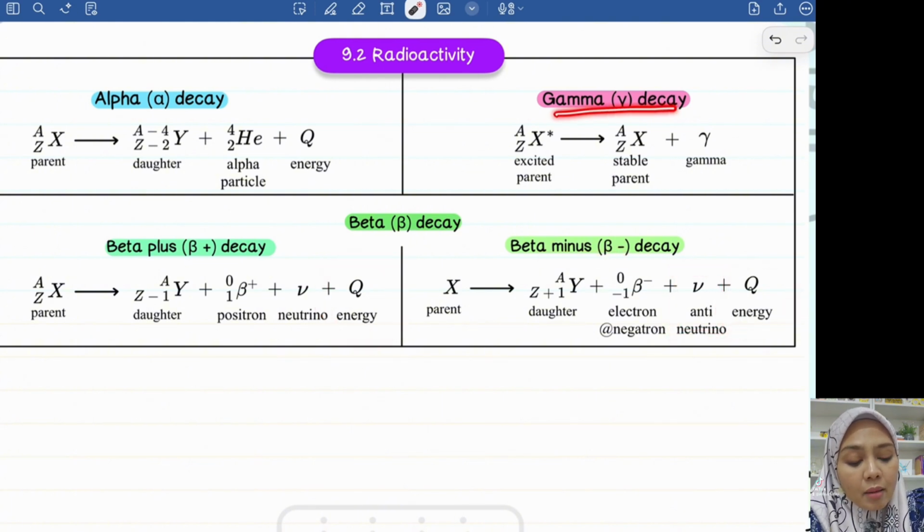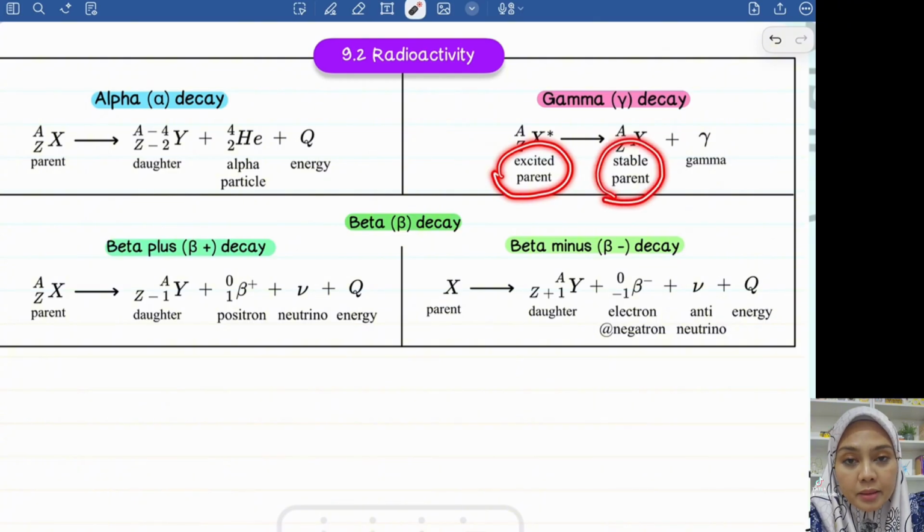And lastly, it is gamma decay. You will see that the difference amongst these three decays is that for gamma decay, it is about the excited parents and the stable parents. They don't normally change from one element to another. It is mostly just the parent being excited, and then it will release its energy, and it's still the same parent, but more stable and with less energy.